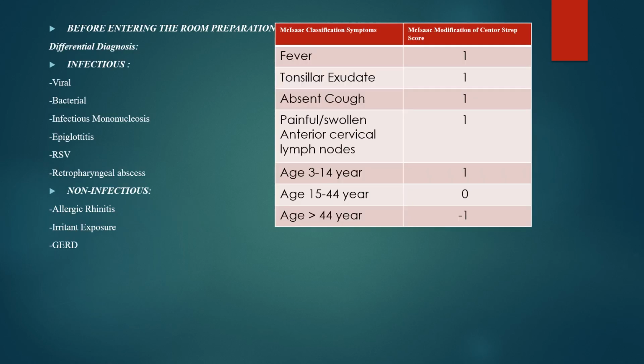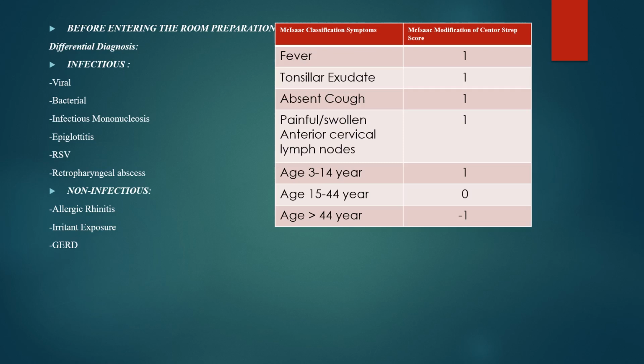Before entering the room, you will be given 2 minutes, and it is very important that you write down differential diagnosis on a piece of paper. Differential diagnosis for sore throat will be infectious and non-infectious. Infectious causes include viral, bacterial, infectious mononucleosis, epiglottitis, respiratory syncytial virus, and retropharyngeal abscess. Non-infectious causes include allergic rhinitis, irritant exposure, and gastroesophageal reflux disease.